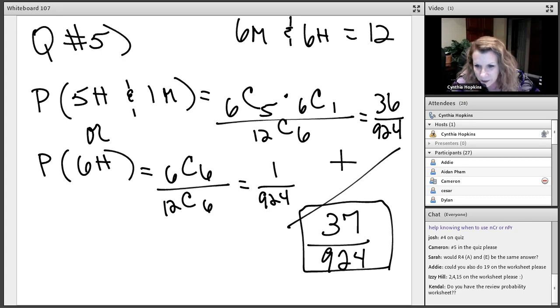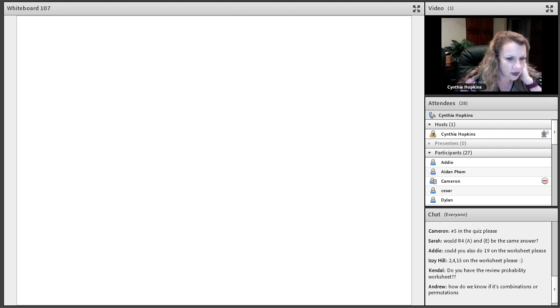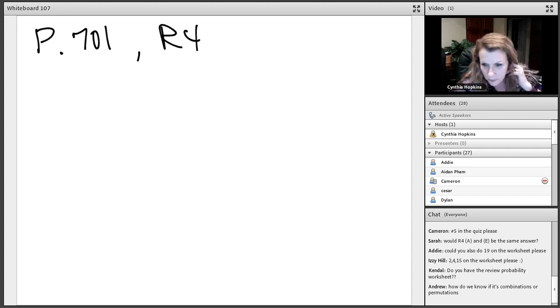Okay, let's see. Addie is asking for R4, B, and C. Okay, R4. So we're using the letters in the word sardine. This is page 701, R4. And then you're asking specifically for B and C. We might have to do more.